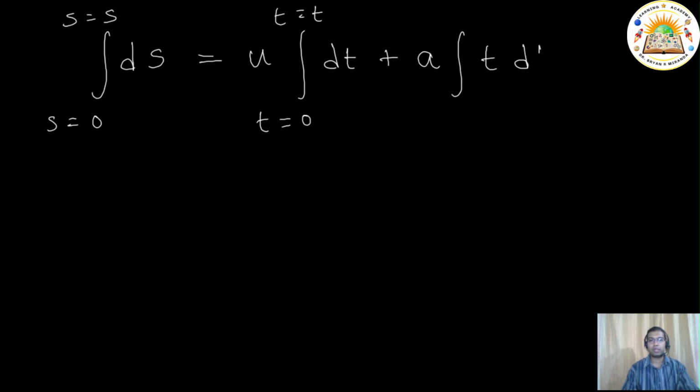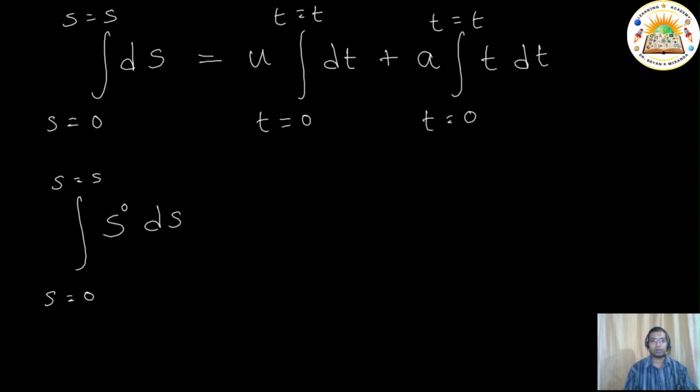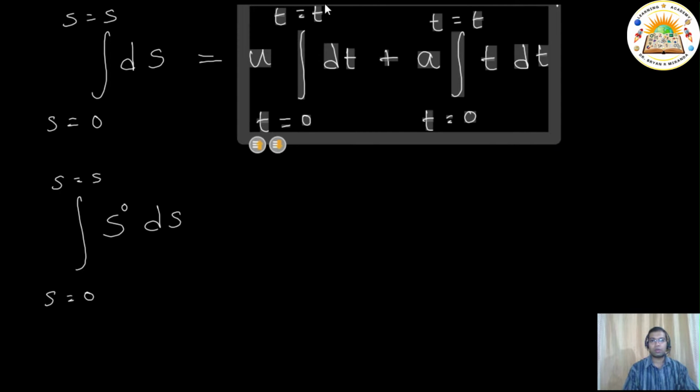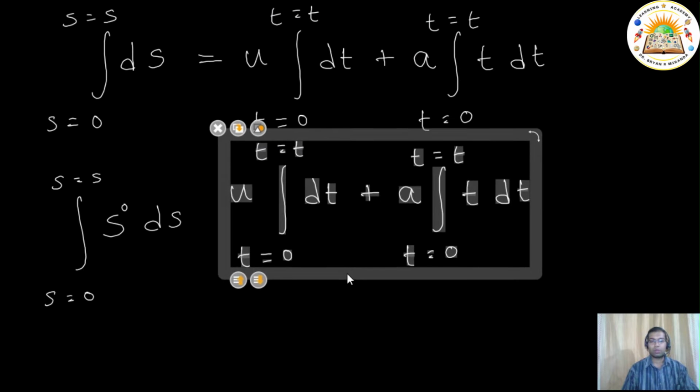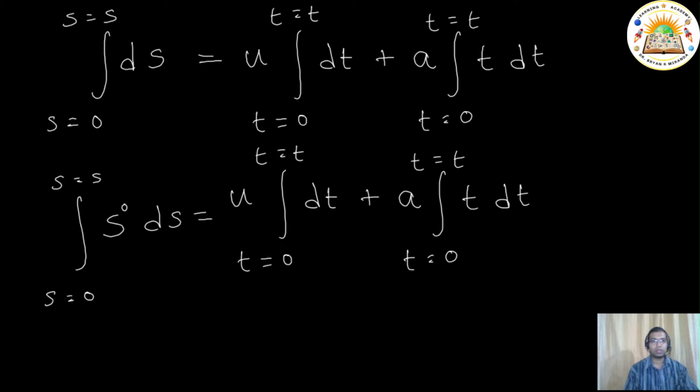On application of limit, my expression will become integral s is equal to 0 to s is equal to s is equal to u times integral t is equal to 0 to t is equal to t dt plus a times integral t dt, t is equal to 0 to t equals t. Now since we have done the integration in the previous step, we can go ahead and directly do it. So the LHS becomes s power 0 ds, integral s is equal to 0 to s is equal to s, and now we'll go ahead and do this simultaneously so that we don't have to come back to this particular part again. So what I will do is I will just go ahead and write whatever new formula or new values that I'm going to put it in red.